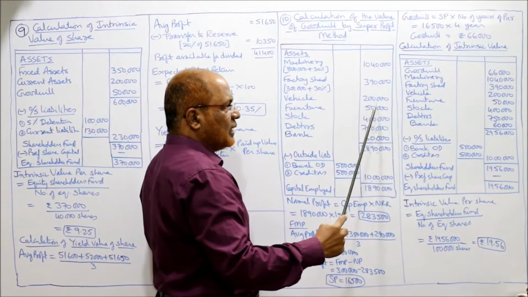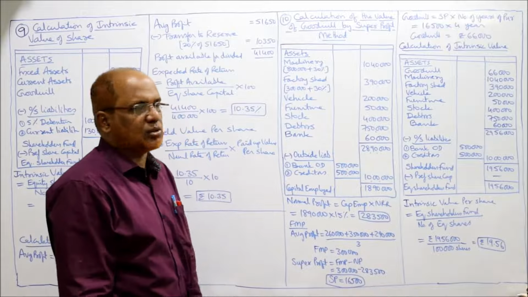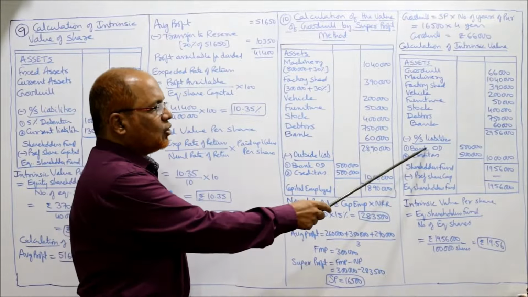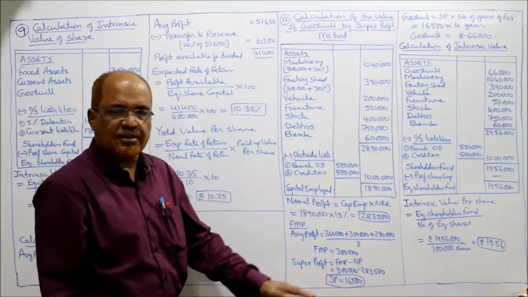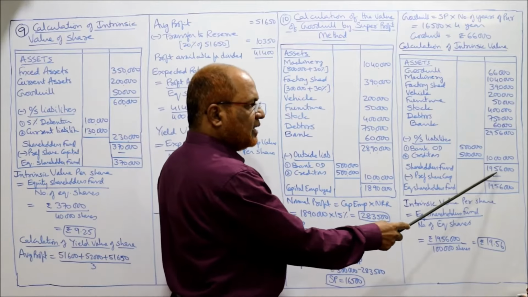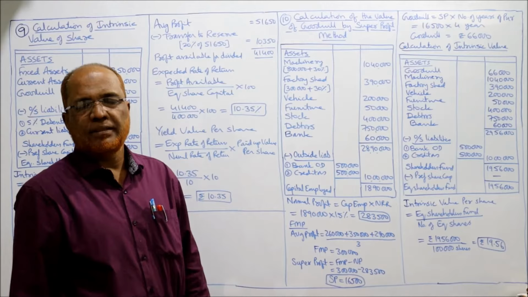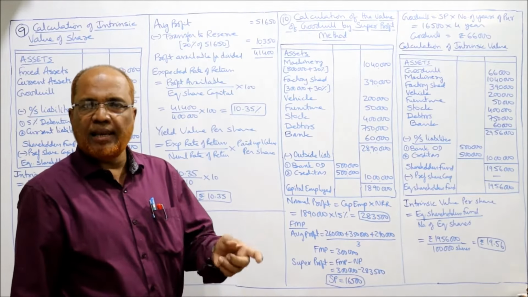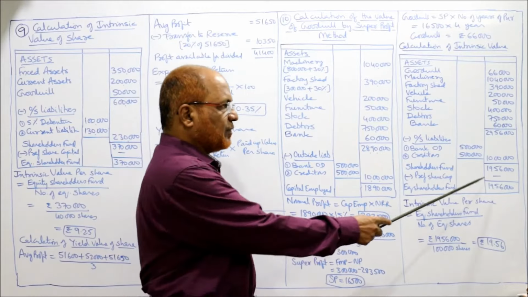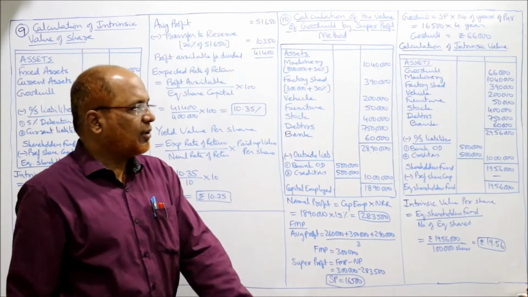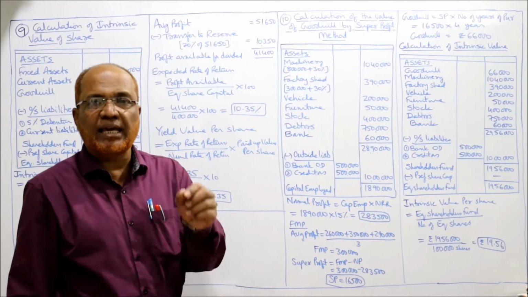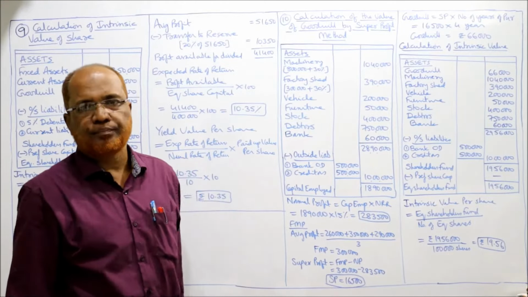Then the total of the assets is 29,56,000. Outside liabilities are bank overdraft and creditors. Subtract, we'll get 19,56,000, the shareholders' fund. Less preference capital: we don't have preference capital. So the remaining amount is 19,56,000, that is the equity shareholders' fund.